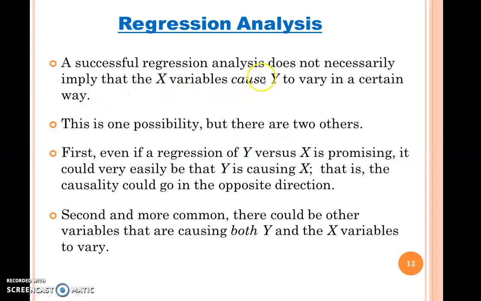Any successful analysis does not necessarily imply that the x variable causes y to vary in a certain way. This is one possibility, but there are two others. First, if the regression of y versus x is promising, it could very easily be that y is causing x. So x causing y or y causing x; the causality could go in the opposite direction. Second, and more common, there could be other variables that are causing both the y and x variables to vary. So apart from x and y, we may have some other variable that also affects x and y.